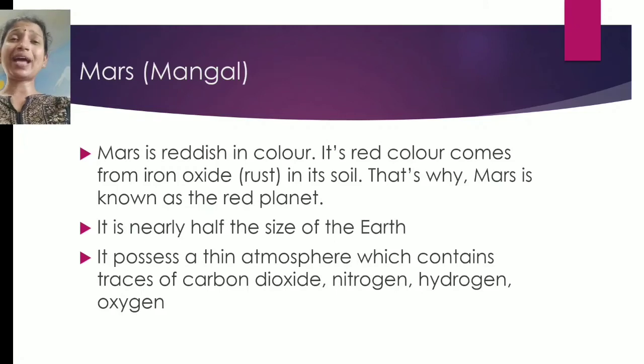That's why Mars is known as the Red Planet. So which planet is called the Red Planet? Mars. It is nearly half the size of the Earth. It possesses a thin atmosphere which contains traces of carbon dioxide, nitrogen, hydrogen, oxygen. So these types of gases are present on Mars, that is CO2, N2, H2, O2.